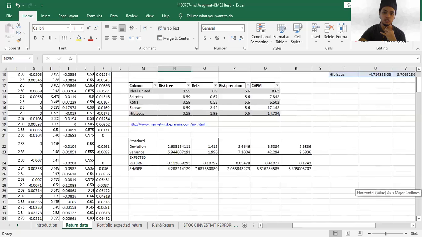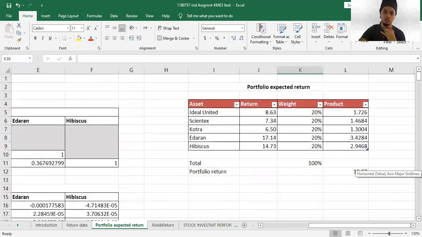The standard deviation for the five stocks is: Idea United 2.6, Science Tech 1.4, Kontrak 2.6, Edaran 6.5, and Hibiscus 2.6. The expected portfolio return can be calculated with the return from the capital asset pricing model, multiplied by my portfolio distribution, to get the total portfolio profit, which is 10.87.